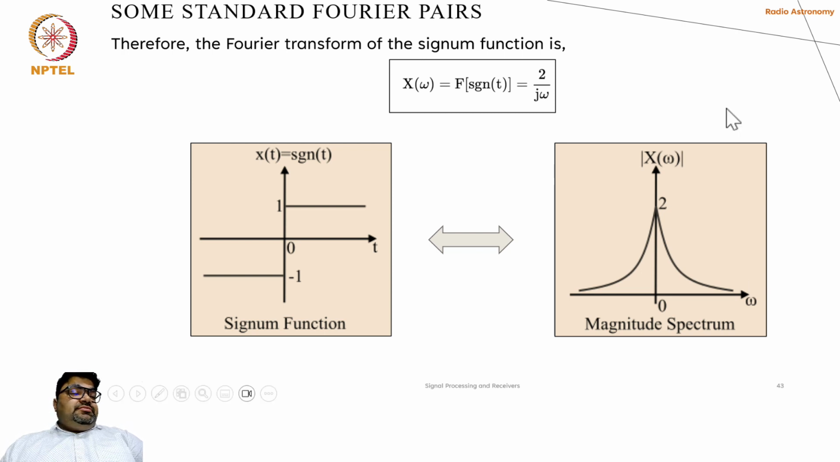If you draw the graph, this is how the signum function looks. Less than 0 it is minus 1, and greater than 0 it is plus 1, so it's a step function. If you plot the x of omega, it looks like this.